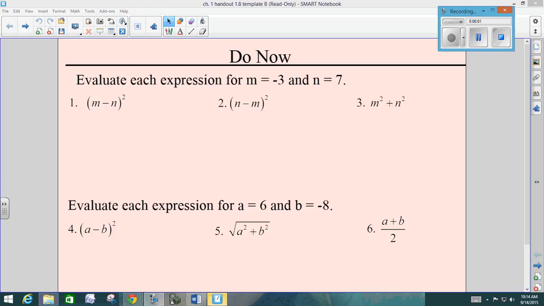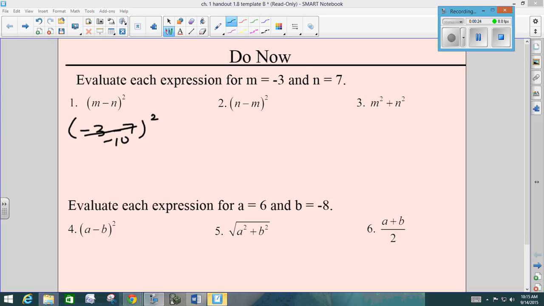Or follow the order of operations, also known as PEMDAS. Number 1, we're going to substitute -3 and +7 in for m and n. So you should have -3 minus 7 quantity squared. Order of operations works inside out. What's -3 minus 7? -10.